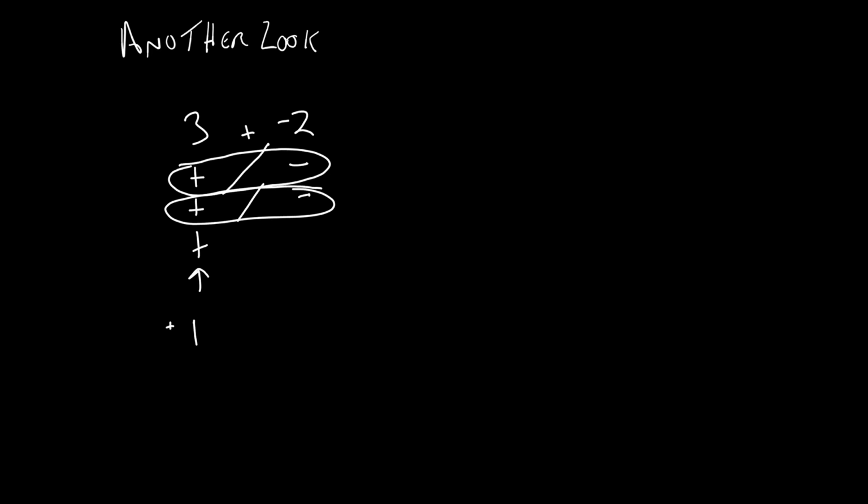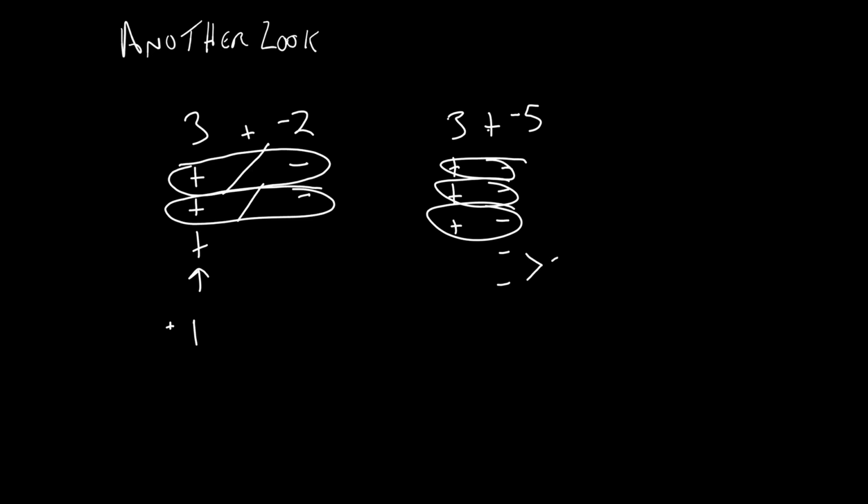If I have 3 plus negative 5, a positive, positive, positive, negative, negative, negative, negative, and negative. Positive negatives cancel each other out, leaving me with 2 negatives remaining. That's another visual example of how to see how to add integers.